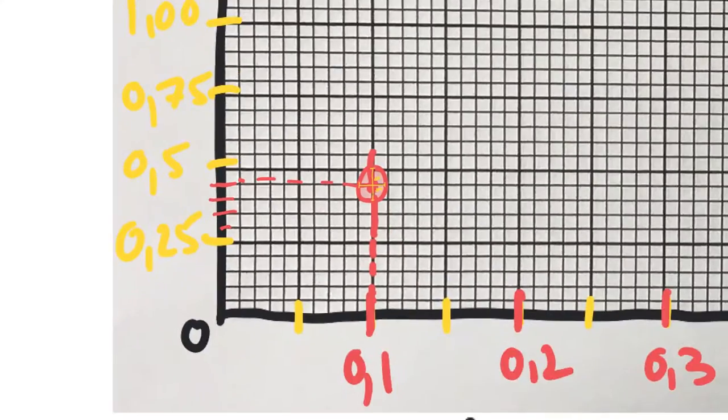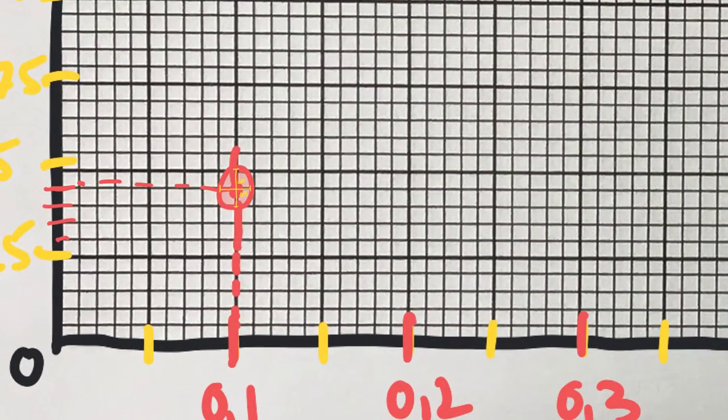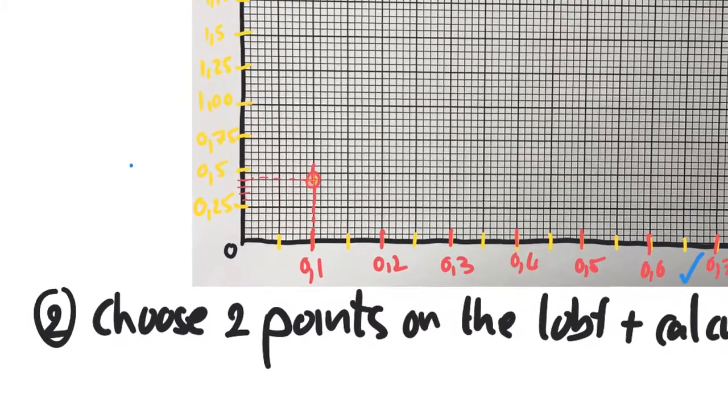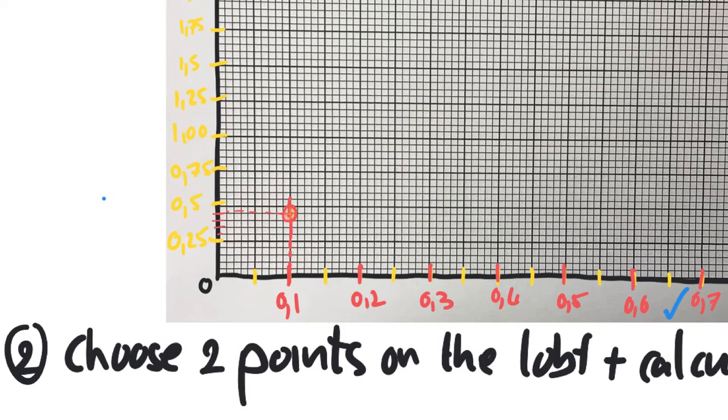But we are going to just say that whenever we draw a point, we are going to draw a circle around it, and that will be the region of uncertainty. We're acknowledging that that point's not 100% correct.